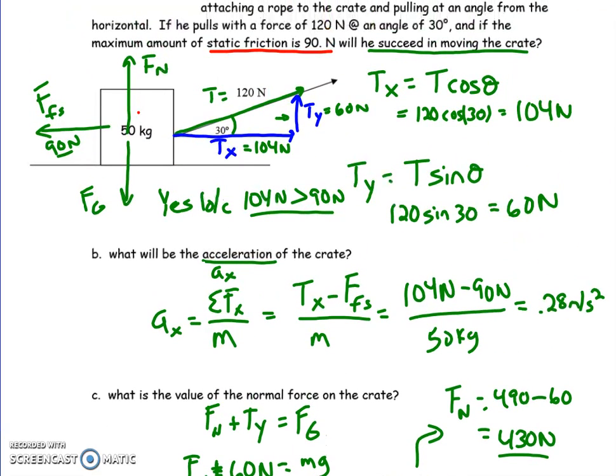Okay, and that should make sense. The floor is not fully supporting the whole weight of the box because some of it is being lifted up by Stinky. Okay, if he were to pull horizontally, then that 60 newtons would go away, and then the normal force would shoot up to match the weight.